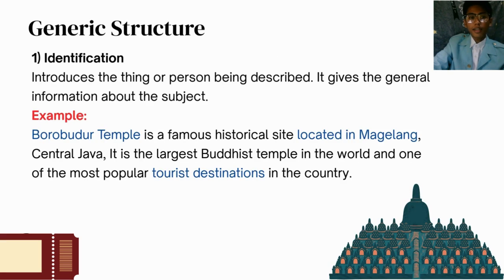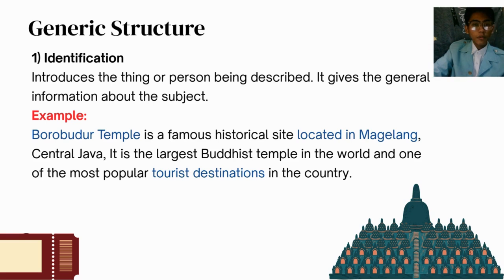So descriptive text has two structures. The first one is identification. This introduces the thing or the person being described. As you can see in the example right over here, Borobudur Temple is a famous historical site located in Magelang, Central Java. It is the largest Buddhist temple in the world and one of the most popular tourist destinations in the country. I have highlighted some of the words in the slide.